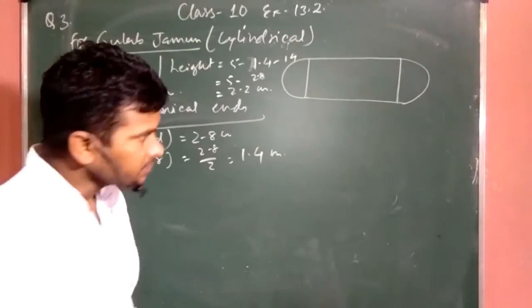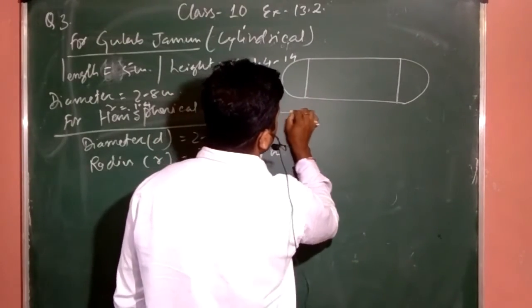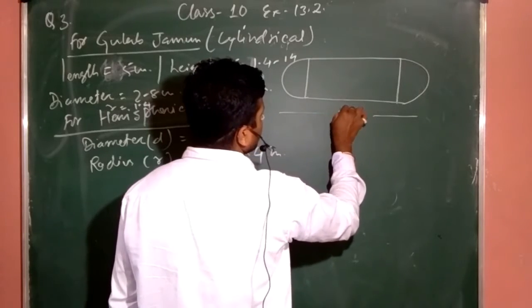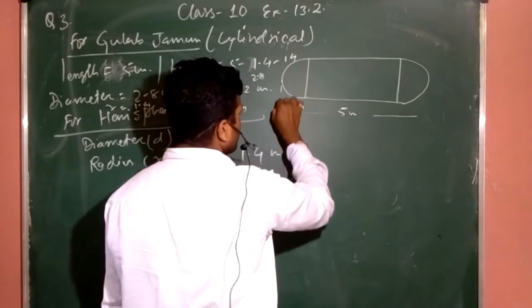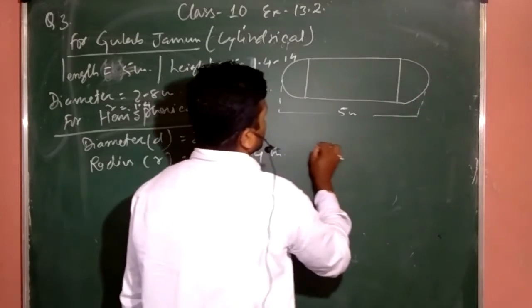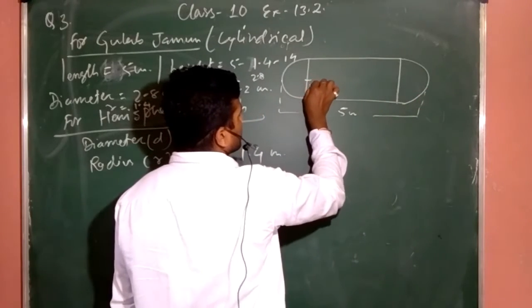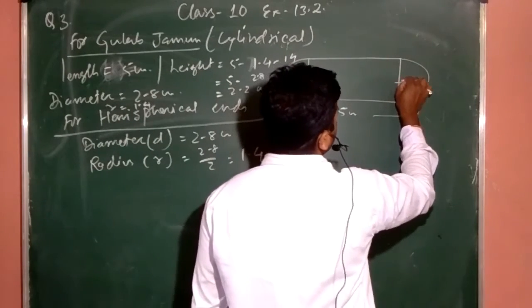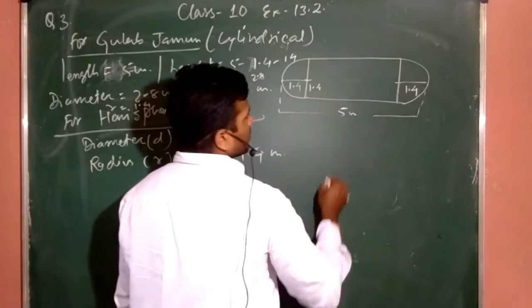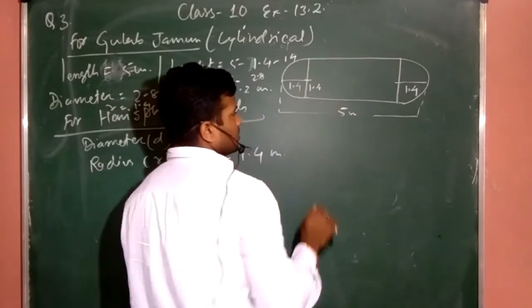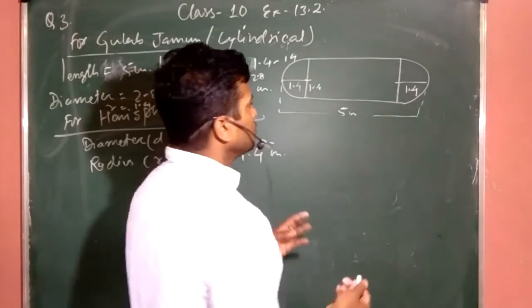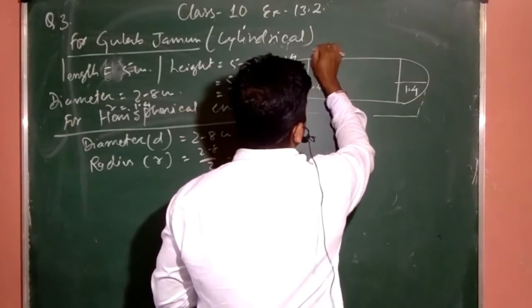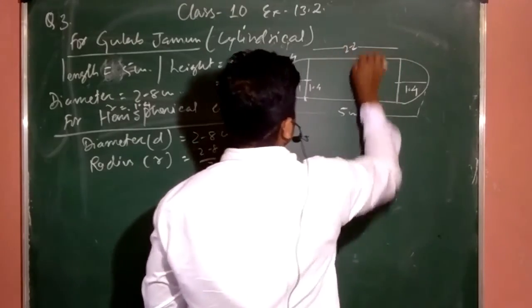Okay. From here to here is 5 centimeter, from this side to this side. But the radius is how much? 1.4. If this is 1.4, this is also 1.4. So from there 1.4 and this side 1.4. So total how much? 2.8. So from the 5, 2.8 is gone. So how much is left from here to here? This one is 2.2.